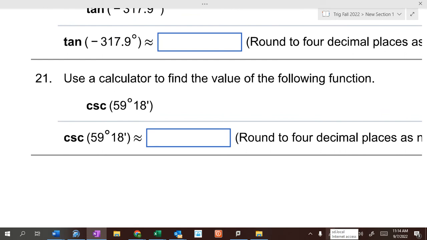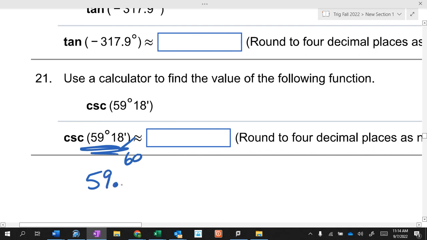All right. Uh-oh. Oh, no. What do we do when we have 59 degrees, 18 minutes? Does your calculator do degrees, minutes, seconds? It does, but you have to go through a process. So what's easier? 18 divided by 60, young lady. So it's 59.3, right?